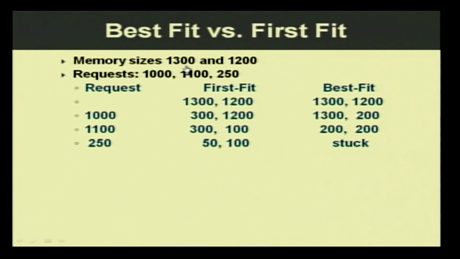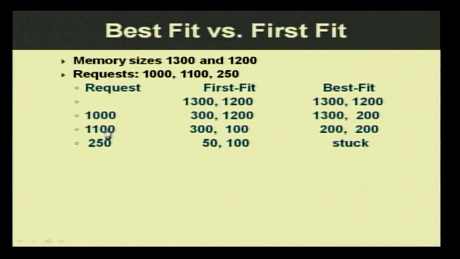Assuming there are 2 memory areas, 1300 and 1200, in your memory, and assuming there are 3 requests arising inside your operating system. For the request 1000, in the first fit approach, the policy says allocate the process to the memory area which is first available. The first available is 1300, and therefore the process is allocated to 1300, and the remaining hole is 300. So we write 300, and this 1200 is not allocated to any other process.